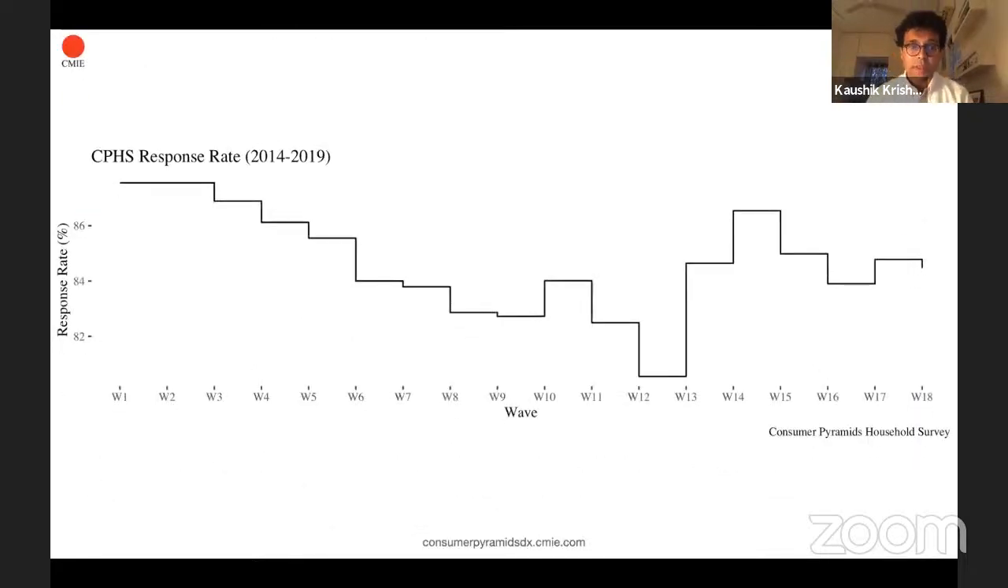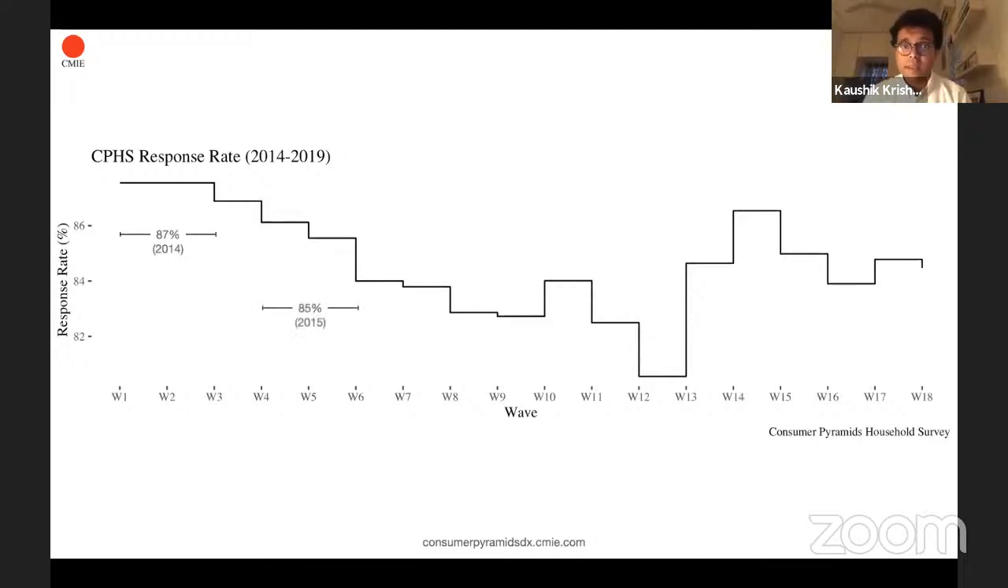So moving to response rates, here is a step diagram of the response rate from wave to wave between 2014 and 2019. The y-axis is the response rate measured in percent. The x-axis is the number of waves from wave 1 all the way through wave 18. Now, let me try and help you in making sense of this figure. In 2014, the average was 87%.